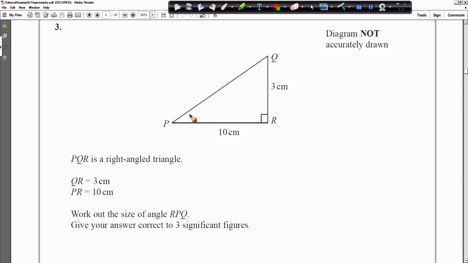So what do we do first of all? It says angle. They want you to work out angle RPQ. So the angle in the middle, this one here. Now this is the angle they want you to work out. So opposite the angle they want you to work out is called the opposite. Opposite the right angle is called the hypotenuse, and the leftover side has to be called the adjacent.